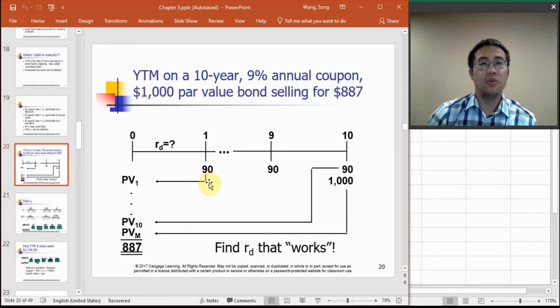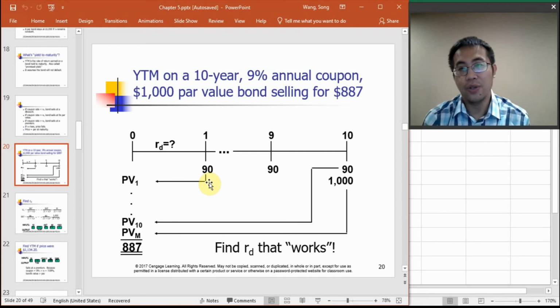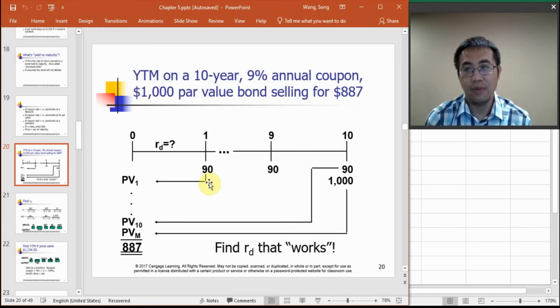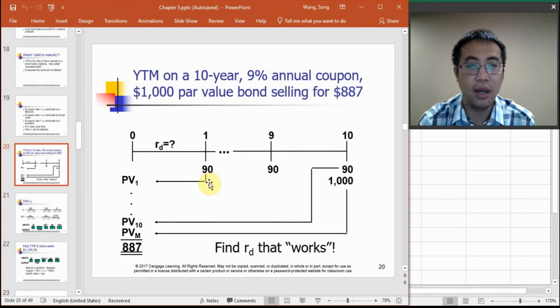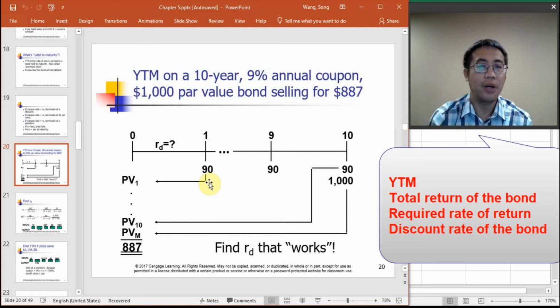Here is one exercise that requires you to solve for the yield to maturity. As I said, yield to maturity could be many things. That's one of the challenging parts of the chapter. It could be the discount rate for all the cash flows to get you the present price of the bond. It could also be the holding period return of the bond or the required rate of return by the investors.